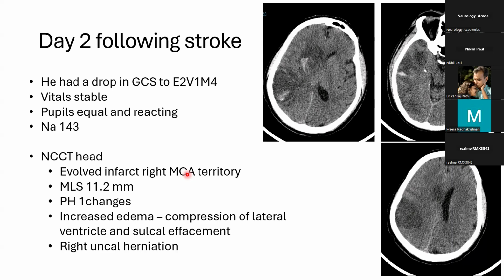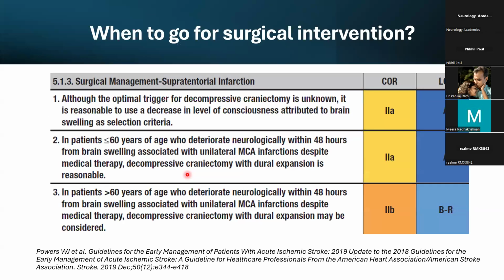So at what point do we decide when to go for a surgical intervention? This is what the AHA recommends. For a patient who is less than 60 years old, who deteriorates within the first 48 hours despite medical therapy, decompression is given a class 2A recommendation. For those more than 60 years old, in view of surgical complications and less good outcomes, it is given only a class 2B recommendation.